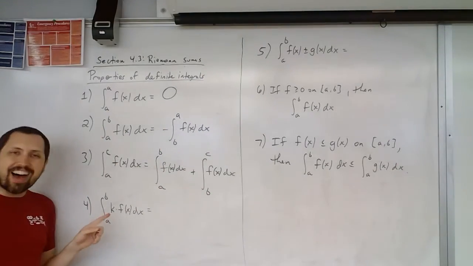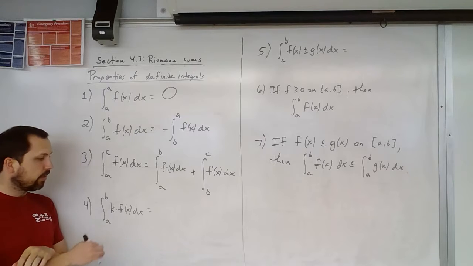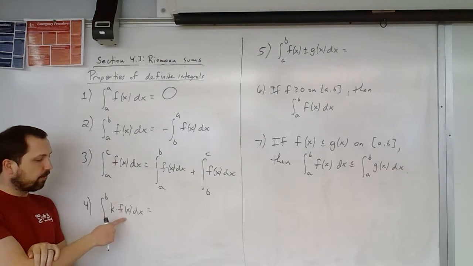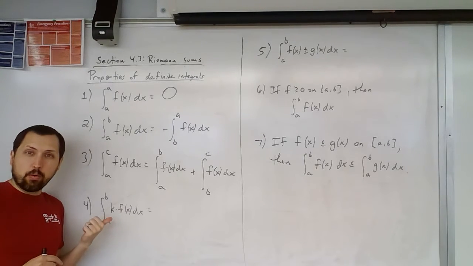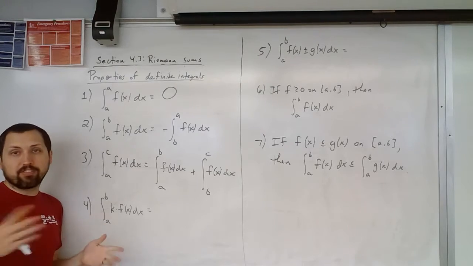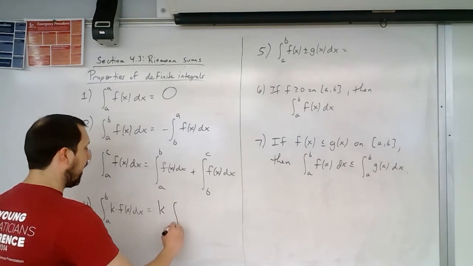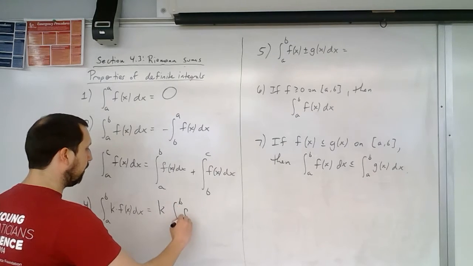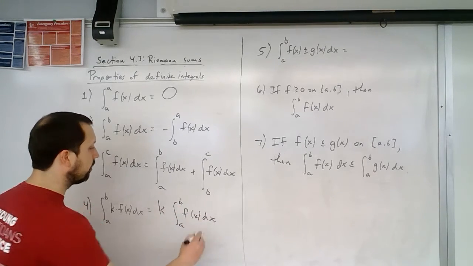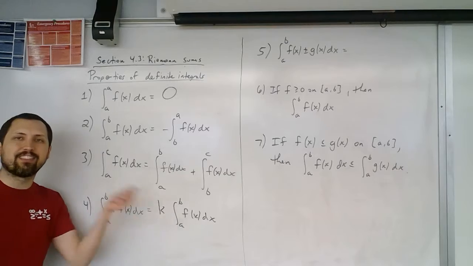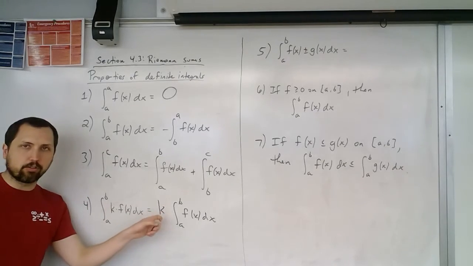Next one, if I have a constant times my function, so if I multiply my function by a constant, what can I do with this k? Well, we've seen it a bajillion times now. We can pull that out. K integral from a to b f of x dx. So you're allowed to pull out constants outside of your integrals.